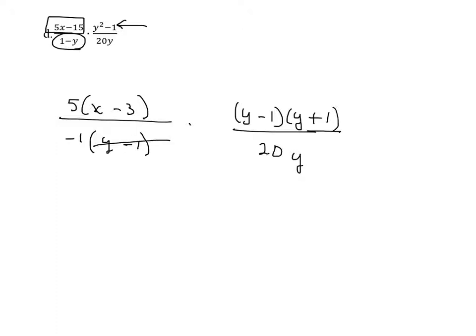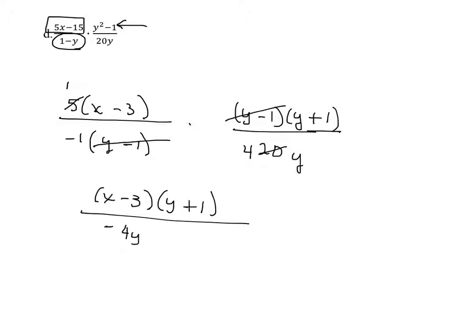So now let's see what we can get rid of. Well, the y minus 1. 5 goes into 5 once. 5 goes into 20 four times. And I think that's all she wrote. So the top will be x minus 3 times y plus 1. And the denominator will be a negative 4y. Done. Now, a lot of people ask where to put the negative. It doesn't matter. You could put it on the top like this, or you can put it directly in front.